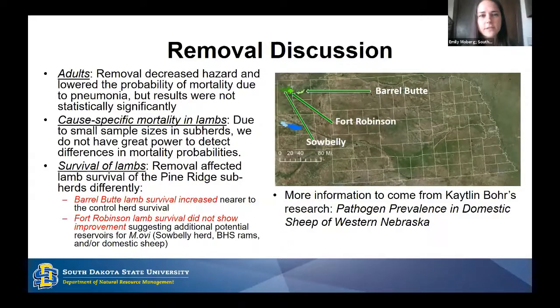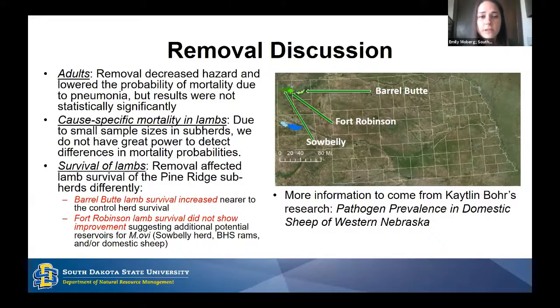And just to go over everything, in the adults, it showed a decreased hazard and lower probability of mortality due to pneumonia, but those results weren't statistically significant. And then in the same vein, in our cause-specific mortality analysis, due to the small sample sizes and varying it by subherd, we didn't have great power to detect differences in mortality probability, but we did have success in survival of lambs using treatment and varying it by subherd. So Barrel Butte, again, that one on the far eastern side, showed increased lamb survival.